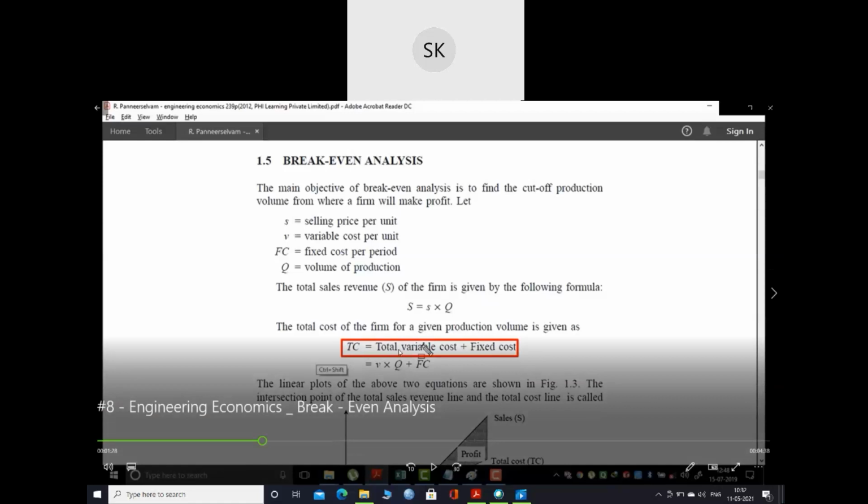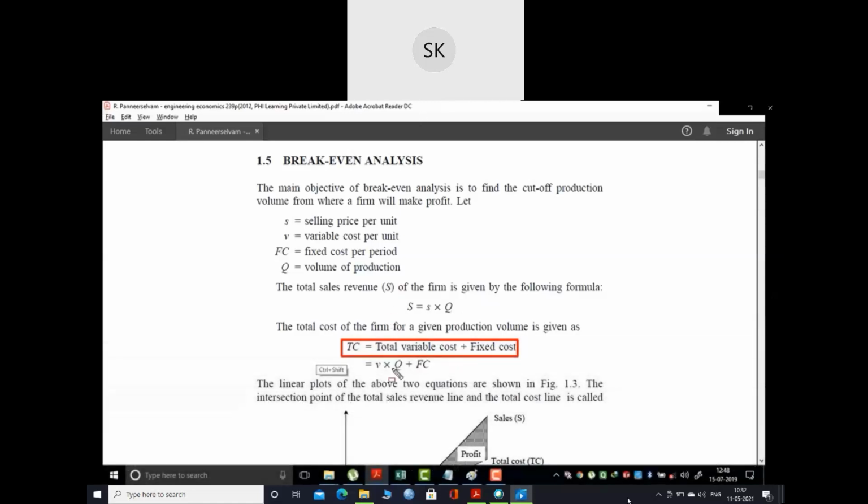Okay. So the total cost will be total variable cost plus fixed cost. TC is V into Q plus FC, and S is S into Q. Okay, so let's continue, for a particular time period.